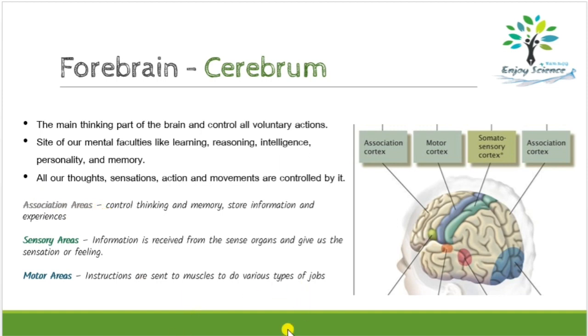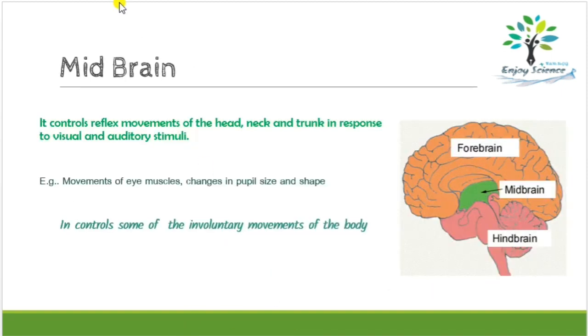So cerebrum is the main part of the brain which controls all our voluntary actions and the thinking part of the brain. Now let's see about midbrain. Midbrain is the middle part of the brain. You can see here, the green colored part of the brain is midbrain. It is smaller in size as compared to other parts of the brain. It controls reflex movements of the head, neck, and trunk in response to visual and auditory stimuli.